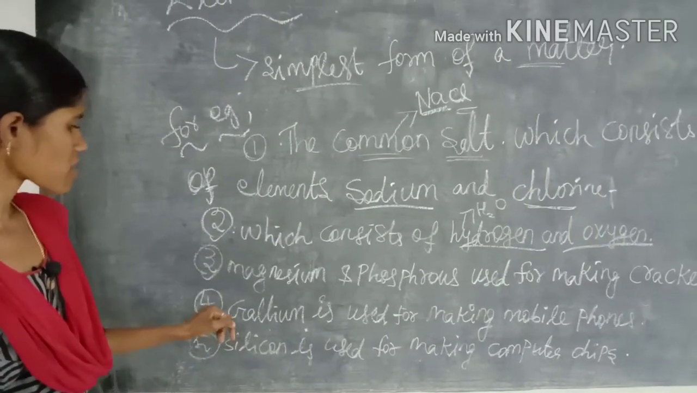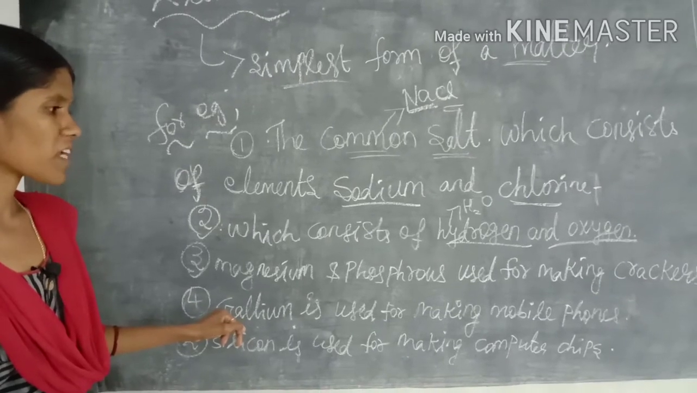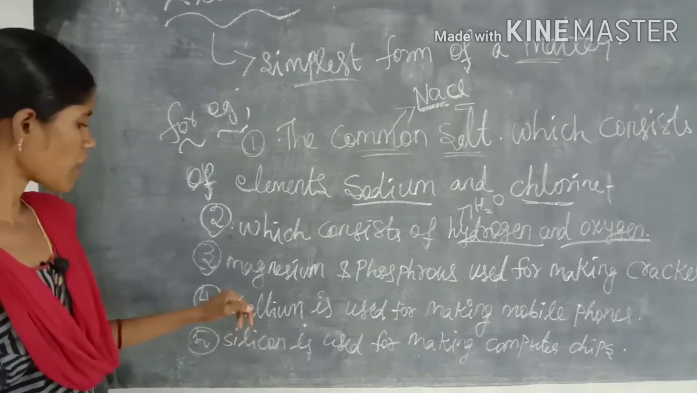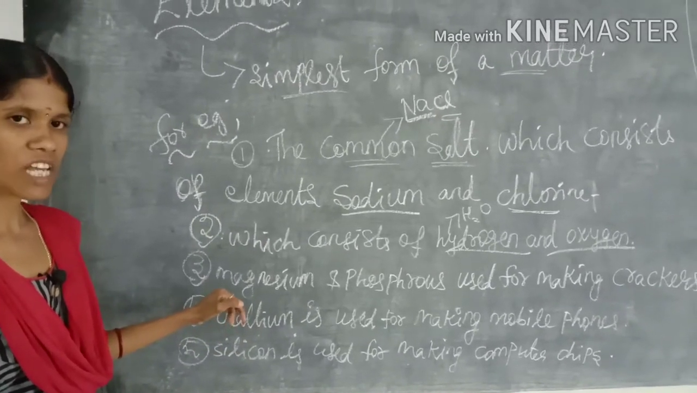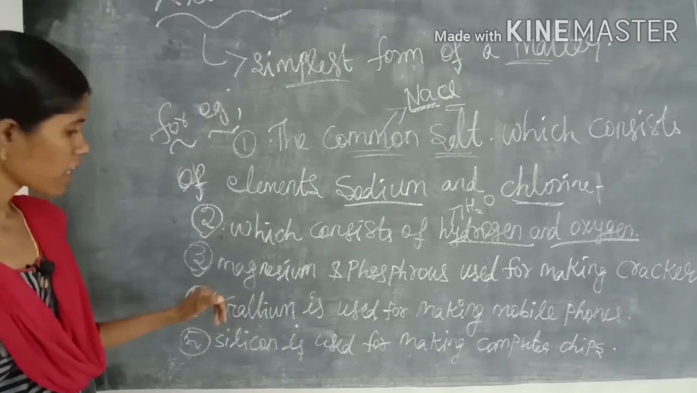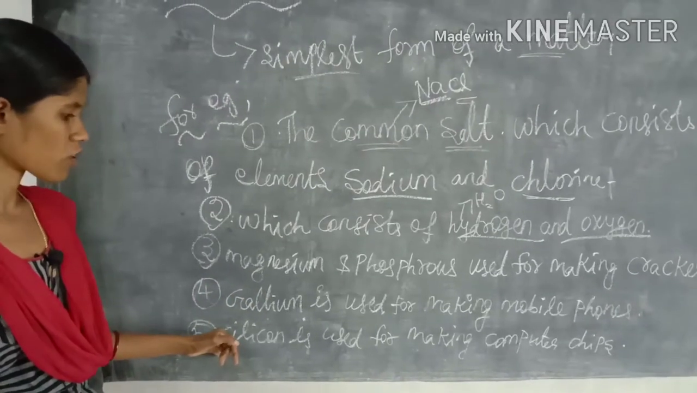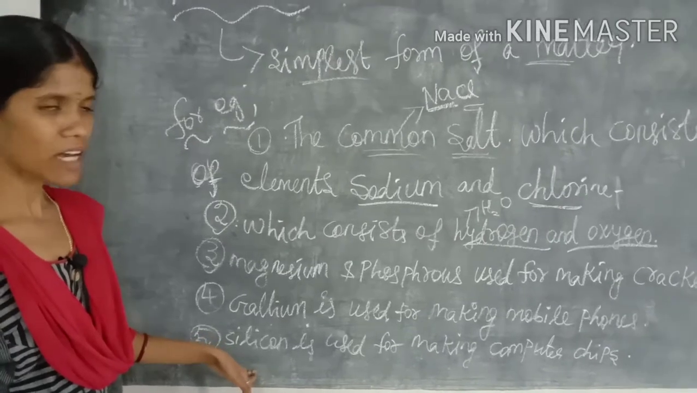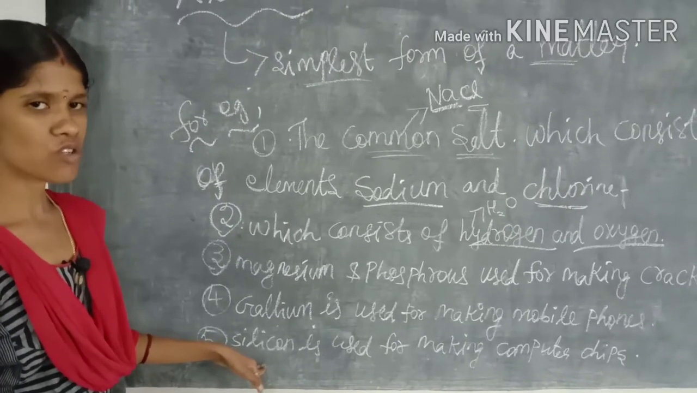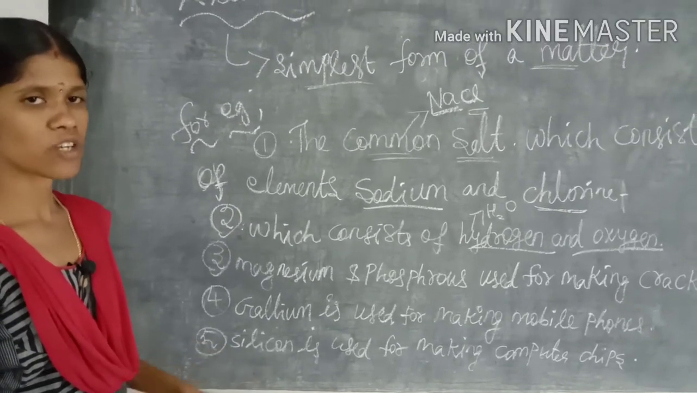The fourth point is gallium, which is used for making mobile phones. By using the element gallium we can make mobile phones. And the last one is silicon, which is used for making computer chips.